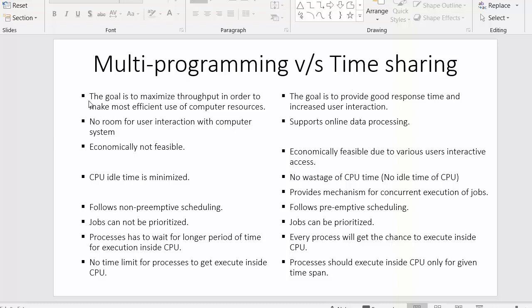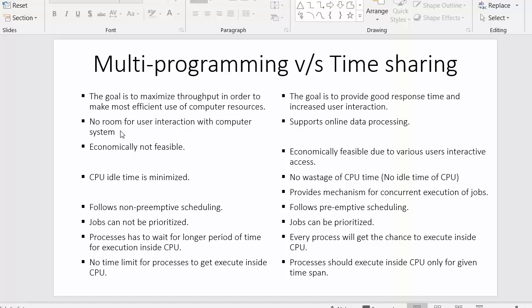Now the first point. In multiprogramming system the goal is to maximize throughput in order to make most efficient use of computer resources. So the major goal is to execute more and more processes at a given time, so that we can utilize our resources to the maximum extent. But in time sharing system the goal is to provide a good response to the user. Their goal is that the user should interact with the system easily and should not find any difficulties in interacting with the system.